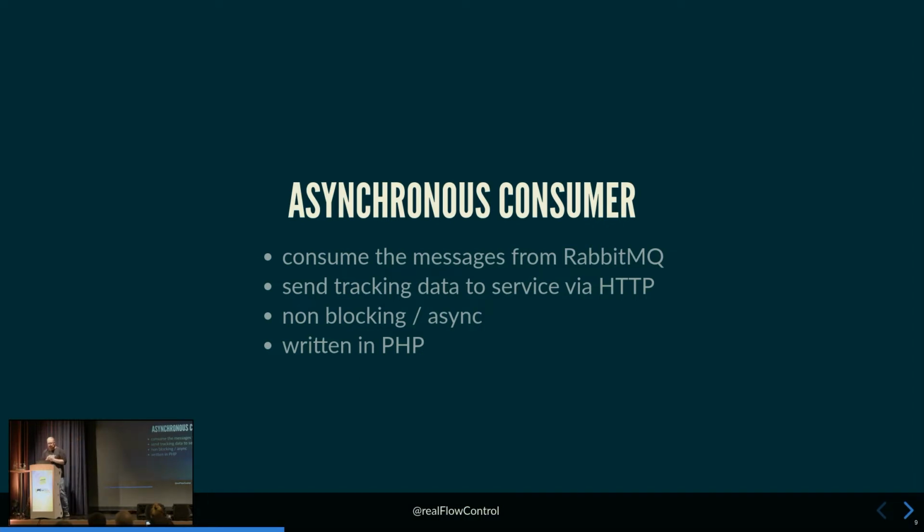When we consume a message from RabbitMQ, and that's a JSON, and we just make an HTTP call out of it, I would say 99% of the time, the process is waiting for something. So we wanted to fill those gaps with handling other messages, and so we thought async would be a good idea. And we wanted it to be written in PHP.